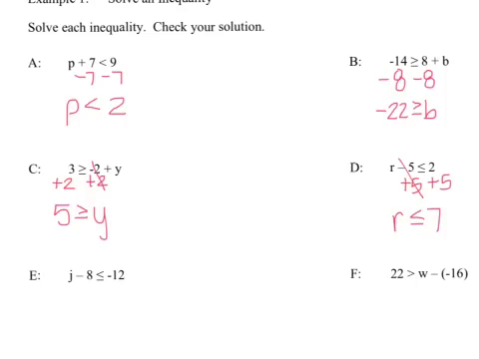Letter E, j minus 8 is less than or equal to negative 12. So add 8 to both sides. So j is less than or equal to negative 4. Negative 12 plus 8. Number 22, we have letter F. We have 22 is greater than w minus negative 16. So since it's minus, we need to add negative 16. So add negative 16. 22 plus negative 16 is 6. Keep your sign and you have a w.